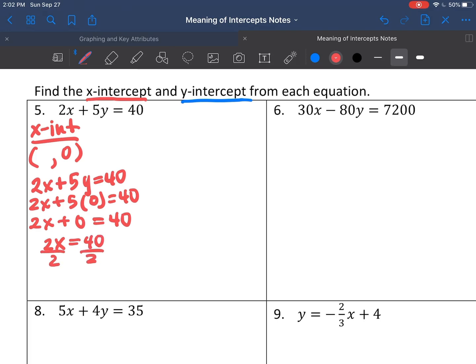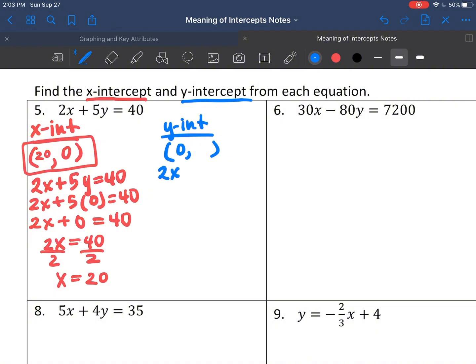Leaving us with just 2x equals 40. And then we can divide by 2, giving us x equals 20. And so our x-intercept is (20, 0). For the y-intercept, remember we're looking for a y value when x is 0. So on a multiple choice test, cross off anything that doesn't have x as 0 for the y-intercept.